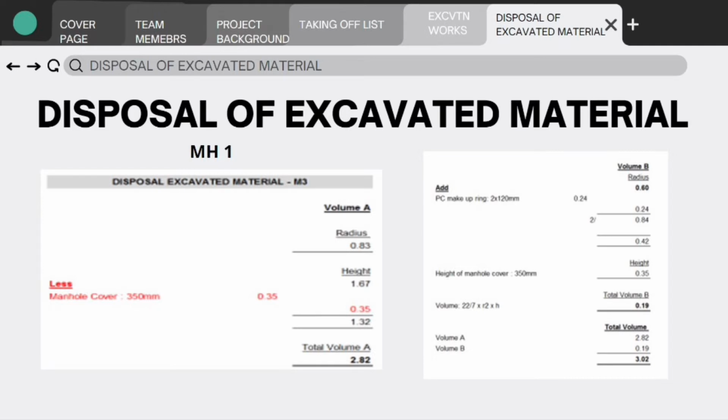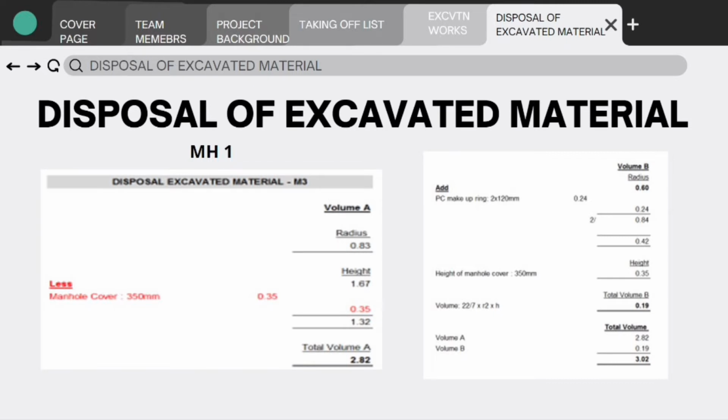For volume B, the radius is 0.60, which is the opening from the drawing. Add PC makeup ring 2 times 120 mm to get 0.84. Then we divide by 2 to get a total radius of 0.42. The height is the height of the manhole cover, which is 350 mm.